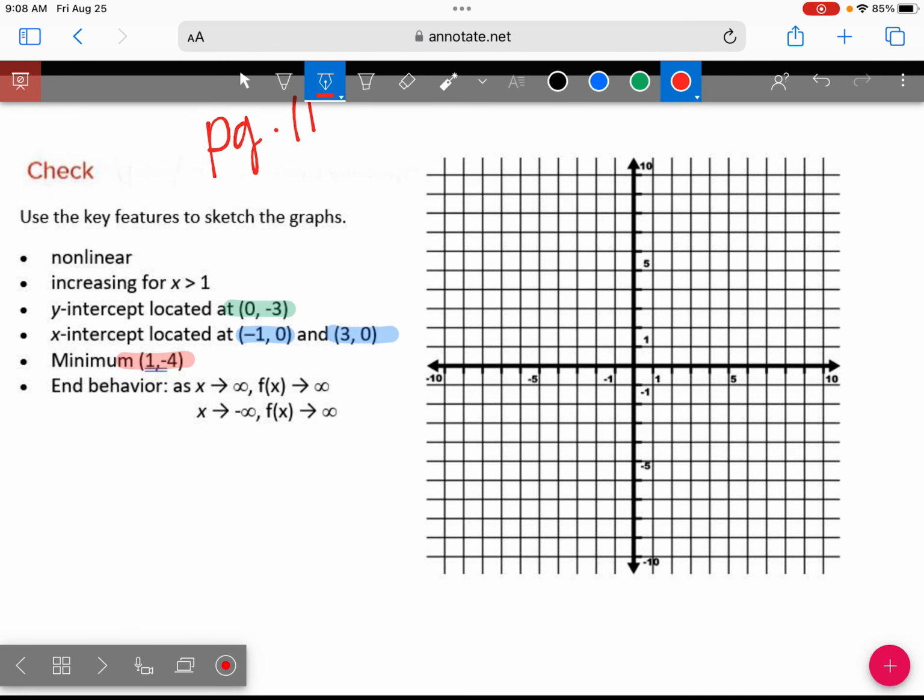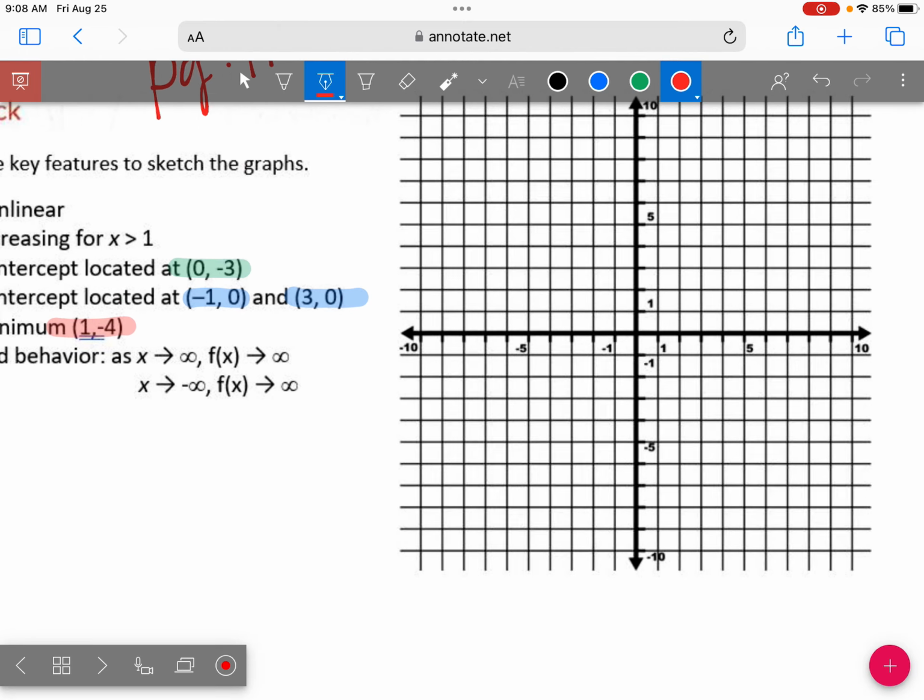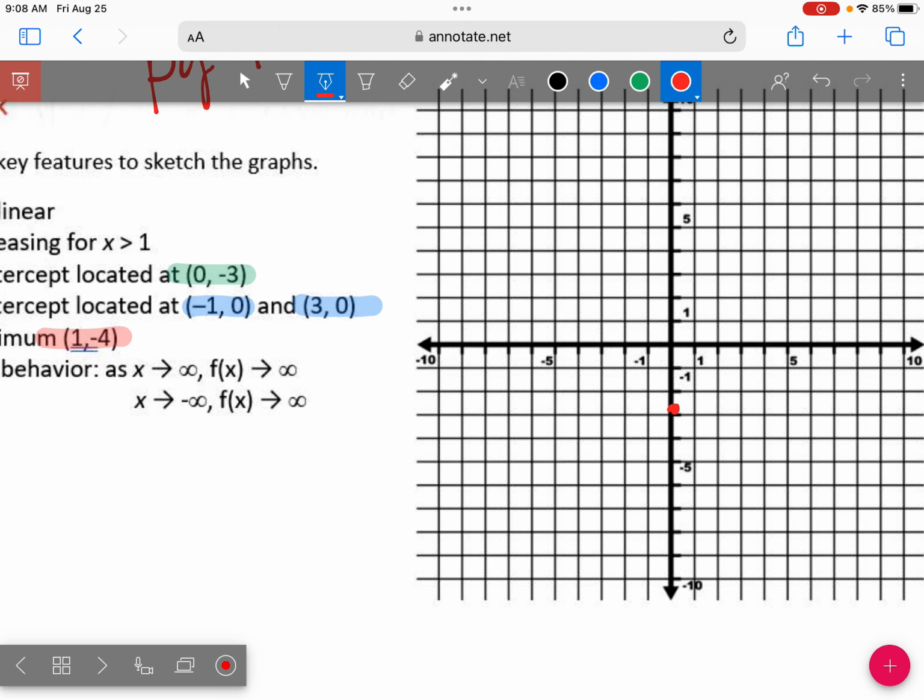So 0, -3 is here, and then -1, 0, +3, 0, and then at 1 go down to -4. So we just need to connect all of these points together. What is it telling us about our end behavior? What are my arrows doing on both sides? So both arrows should go up.